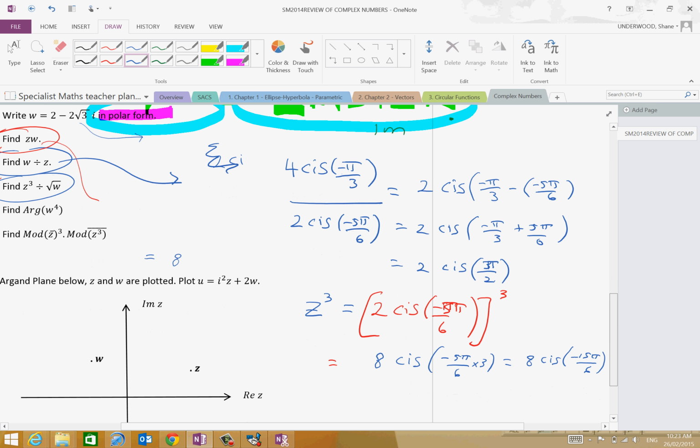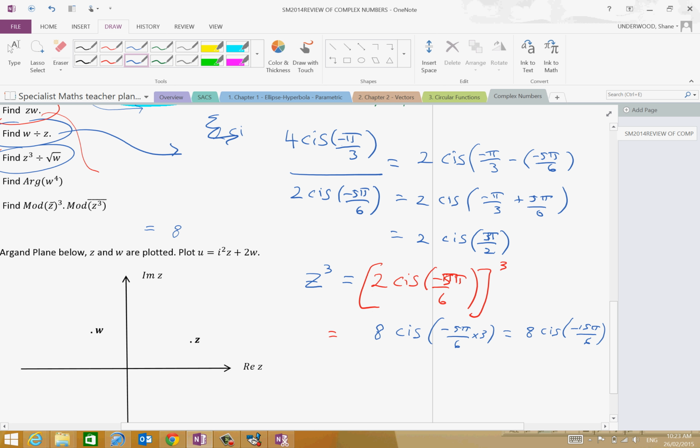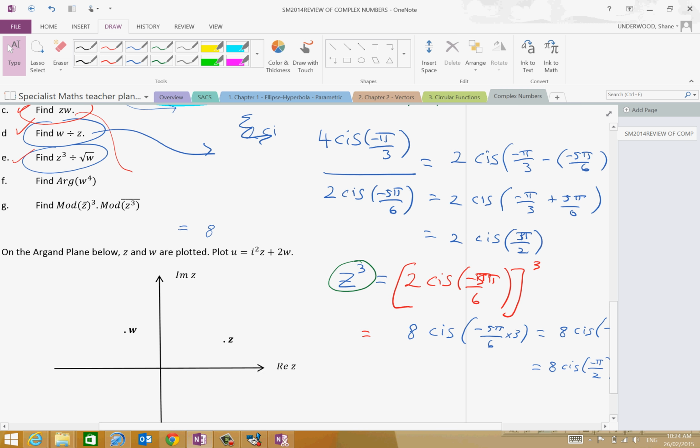Which is well outside of the range. So what I have to do is get it back in. I'm going to add 12 pi on 6, which is 2 pi, isn't it? Which is going to give me negative 3 pi on 6, negative pi on 2. 8 cis of negative pi on 2. Now, that 8 cis of negative pi on 2 is just z cubed. Okay? Now, guys, if the bell goes, I just want you to stop there for a second, and just don't go rushing off.